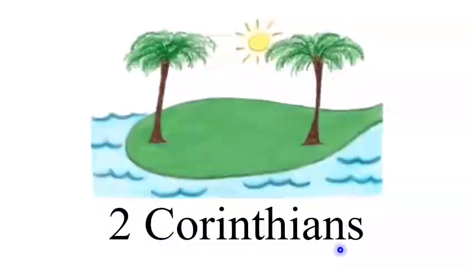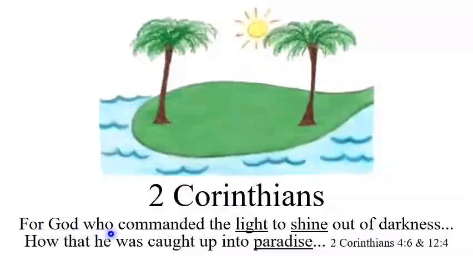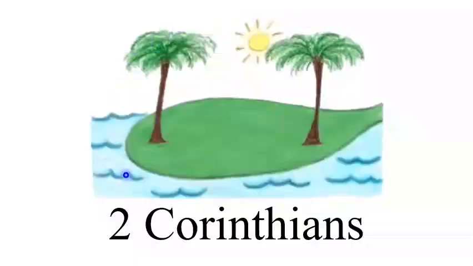The icon for 2 Corinthians is two palm trees with a sun on a peninsula, because the Bible says, "For God who commanded the light to shine out of darkness," and "how that he was caught up into paradise." Like 1 Corinthians, a paradise scene is also used for 2 Corinthians, because Paul was caught up into paradise in 2 Corinthians. A sun is drawn in 2 Corinthians, because we think of paradise being sunny, and because there are familiar verses in 2 Corinthians which mention light, shine, and glory.